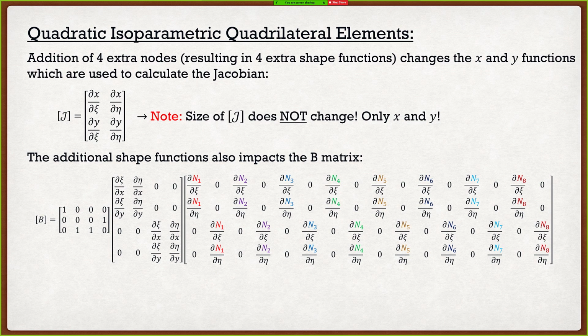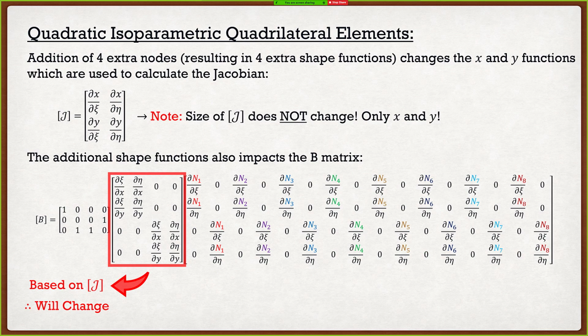If we account for those 4 additional shape functions, we're also going to see that our B matrix stays the same. Remember that this first part right here, because it's based on the Jacobian, will indirectly change. The formulation stays the exact same, but those partial derivatives, as we see in the Jacobian above, change with x and y, so this will change indirectly.